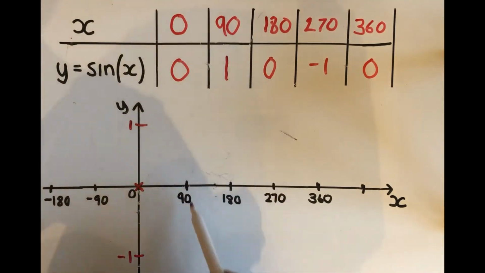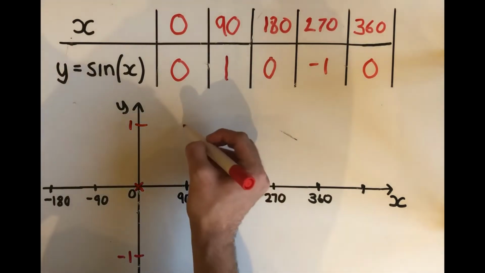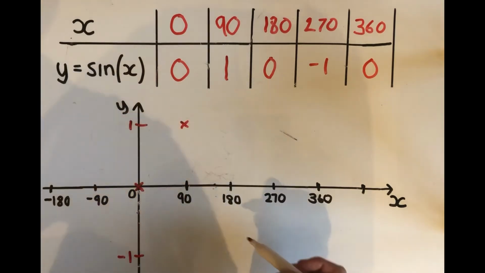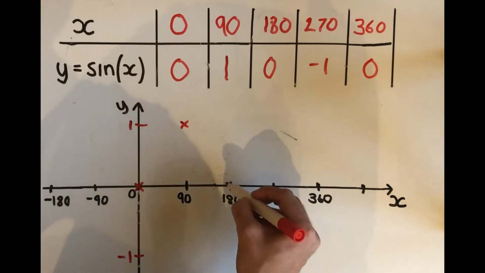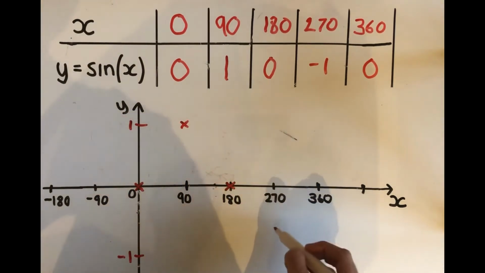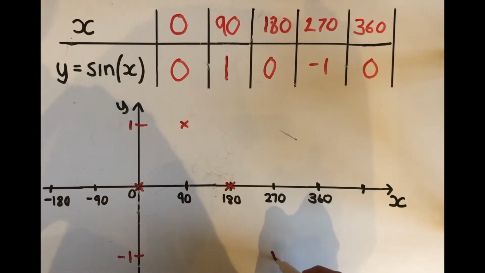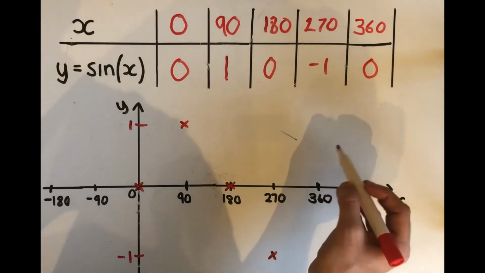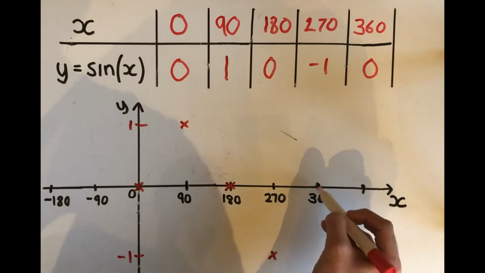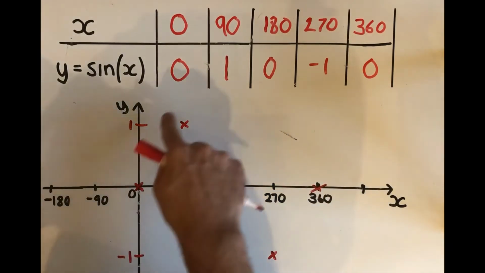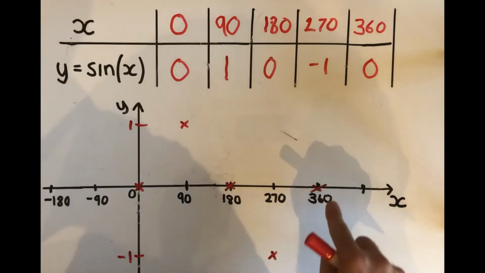When x is 90, y is 1. That's approximately there. When x is 180, y is 0. At 270, y is -1, approximately there again. And when x is 360, y is 0, so back to here. So we go up, down, all the way down, and back up.